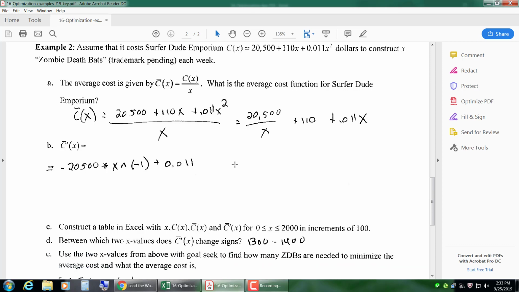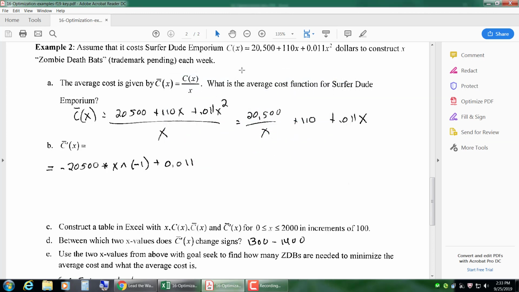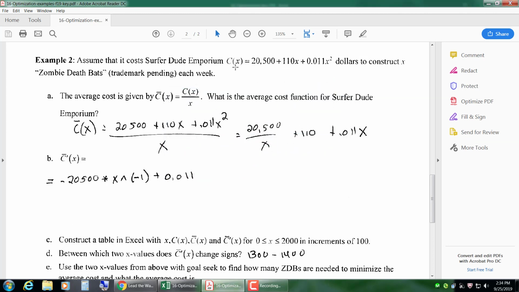Okay, example 2. Example 2 was a much more complicated equation, primarily due to our variable being in the denominator. Even after we simplify it, we've got that variable in the denominator. Okay, so let's back up. We're dealing with a cost function, and we're dealing with an average cost. So we take our cost function, divide by the input variable, in this case x.